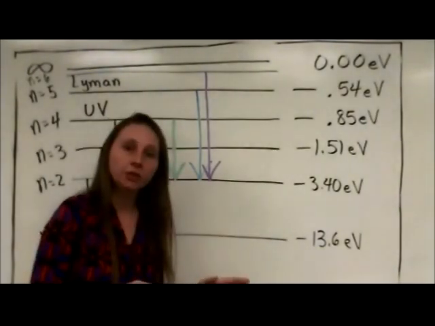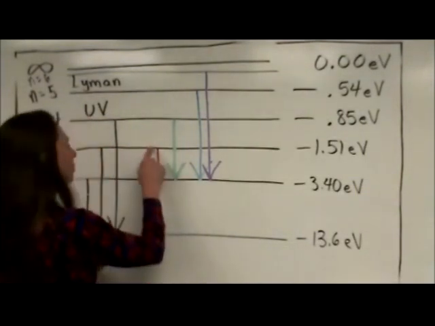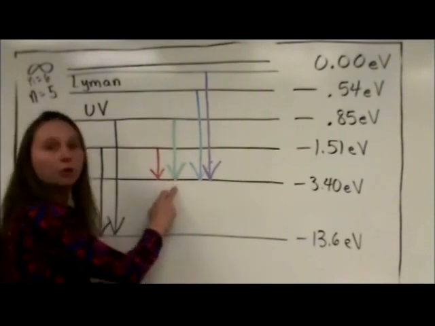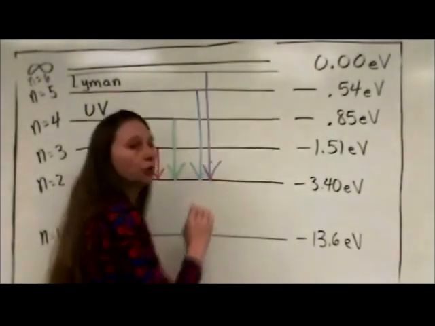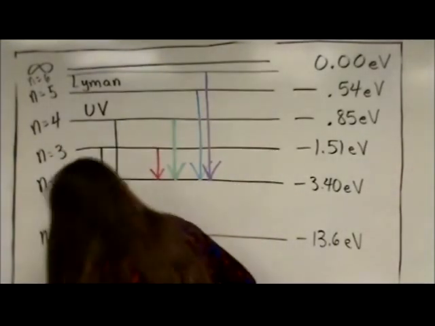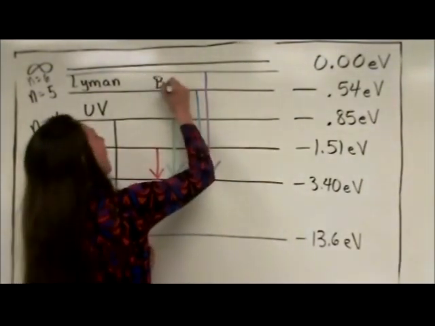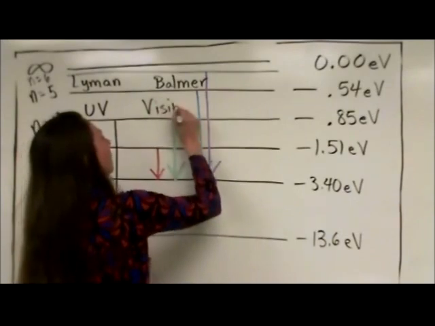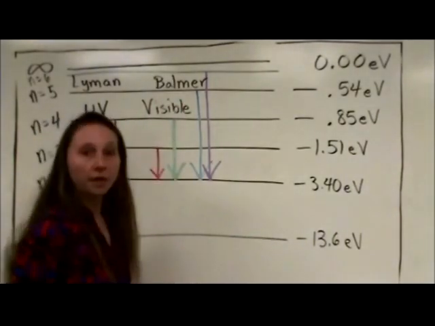These emissions give off photons of visible light. N equals 3 to 2 would be red light, 4 to 2 would be green light, 5 to 2 would be blue, and 6 to 2 would be violet light. Now, this is called the Balmer series, B-A-L-M-E-R, and this is visible light. These are visible light photons that are being given off.